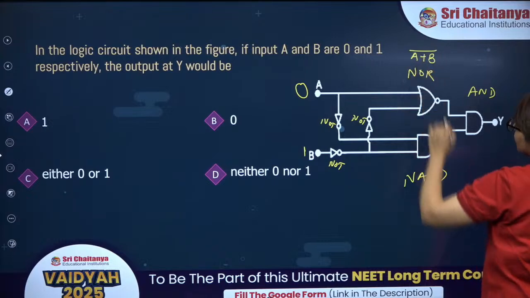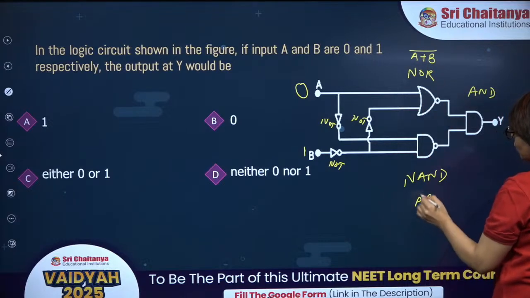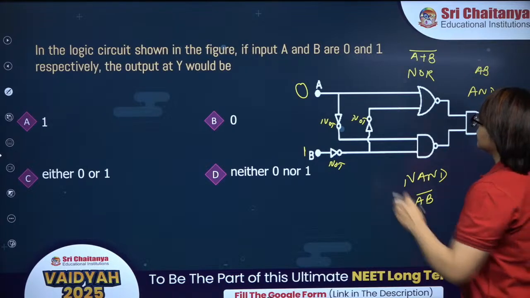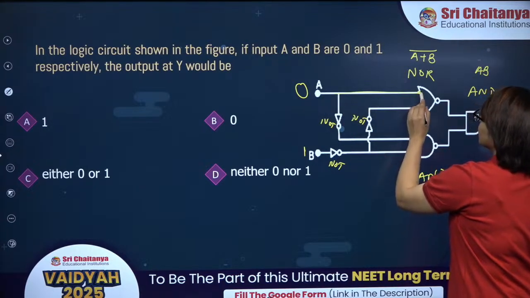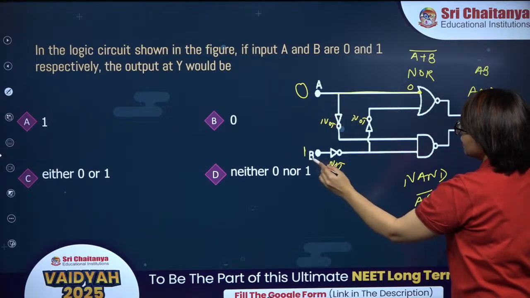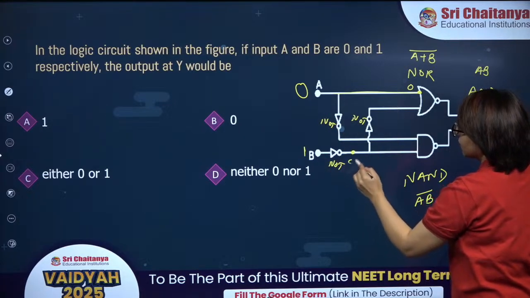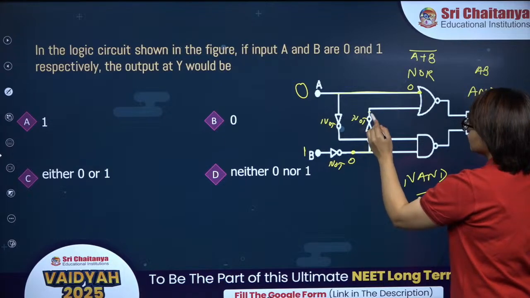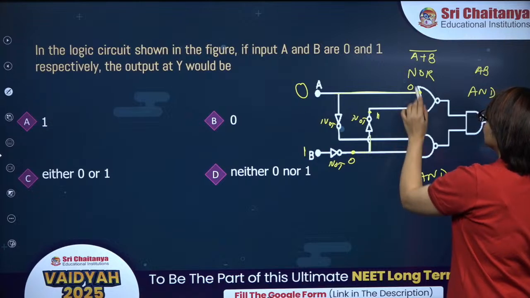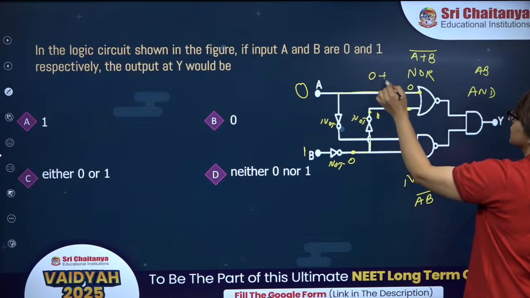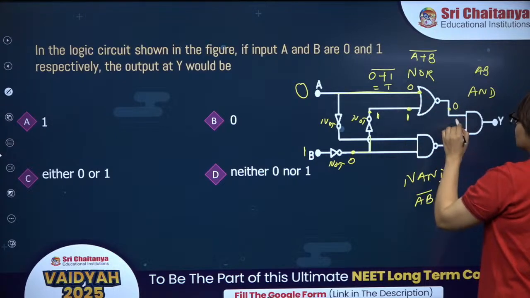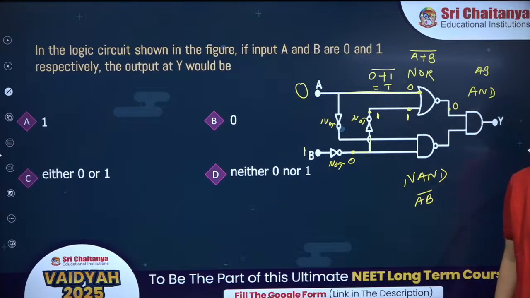For the NOR gate, it will be A plus B whole bar. For NAND it is A into B whole bar, and for AND it is AB only. So see, this A is going into this NOR gate as 0, and this B is passing through this NOT, so it will become 0. Then it is again passing through this NOT, so it will become 1. So 0 and 1 are the inputs of this NOR gate. So it will be 0 plus 1 whole bar, which is 1 bar, which is again 0. So the output of this NOR gate is 0.